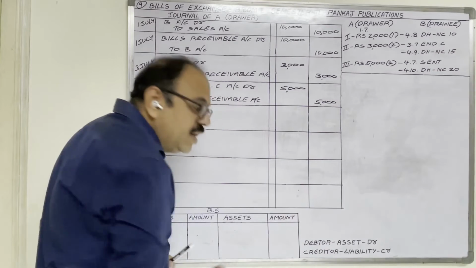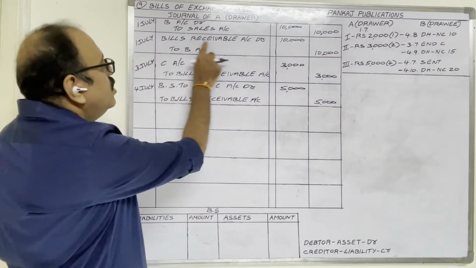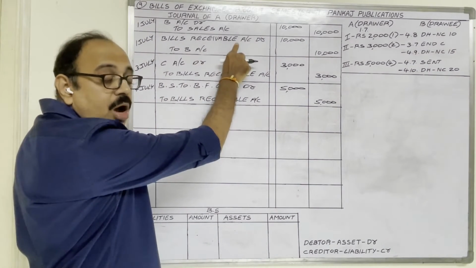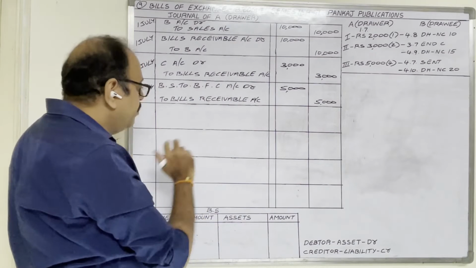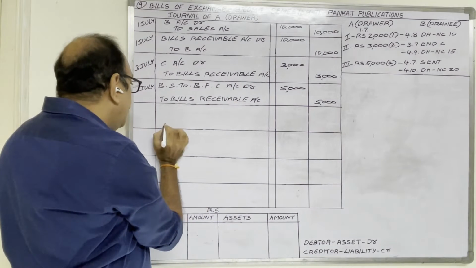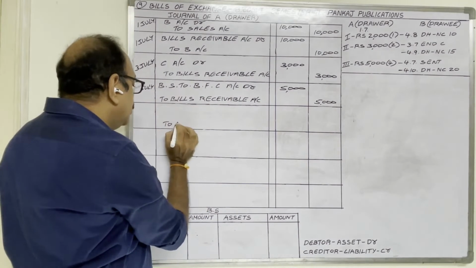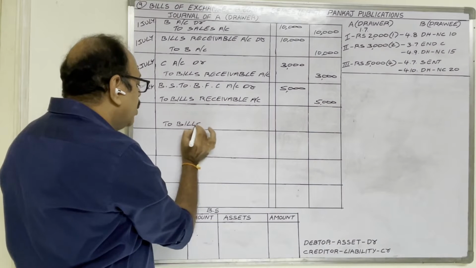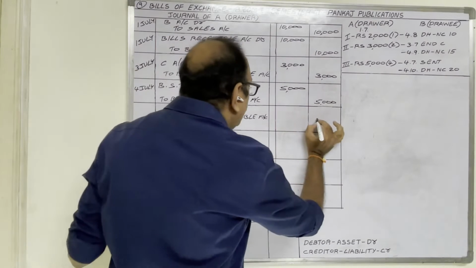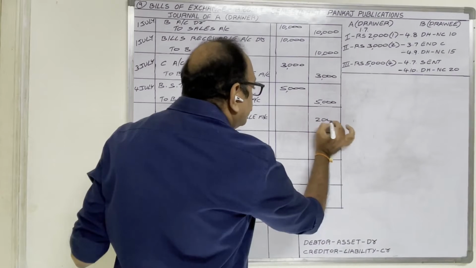How we have created this? By debiting 2,000 rupees. How to cancel? By crediting. We have to credit bills receivable account. Amount 2,000 rupees in credit column.